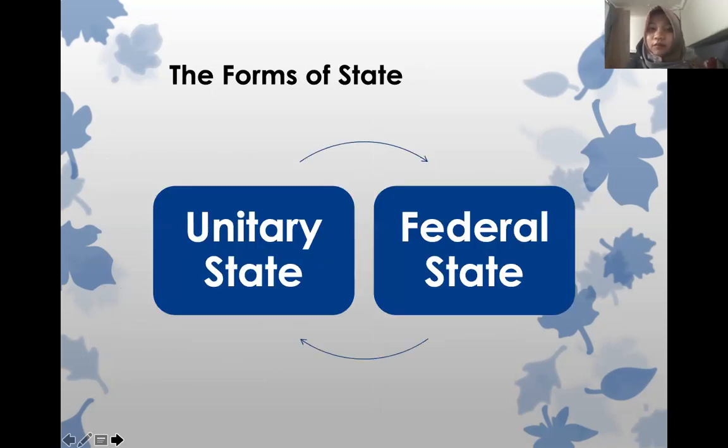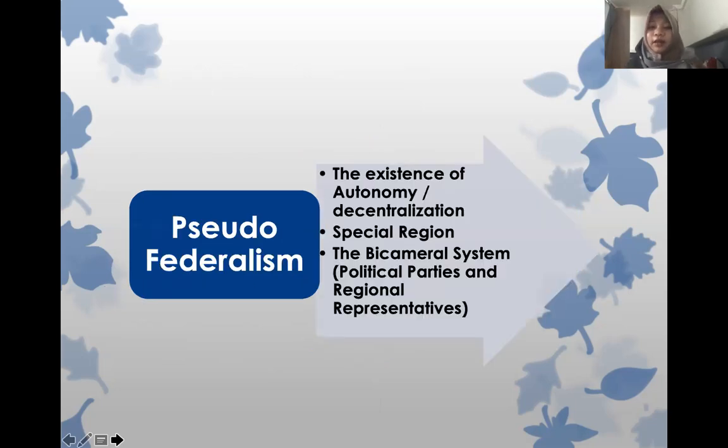And here, the form of the state. So we know that there are 2 forms of state. The first is the unitary state and the second is the federal state. For example, for the unitary state, we can call Indonesia a unitary state, and for the federal state, an example is the US, or United States of America.